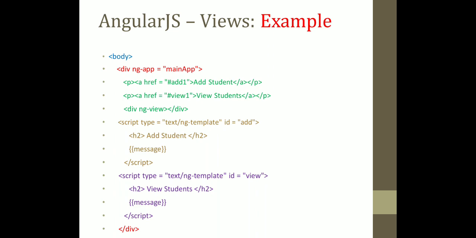Again we want to display the same thing for the view part, so we have started another script, provided the type as text/ng-template and the id as view, and the heading is view students, and the message is passed with the expression, that is message, and ended the script also, and there is the end of this directive tag.